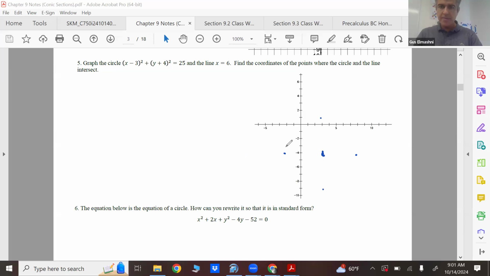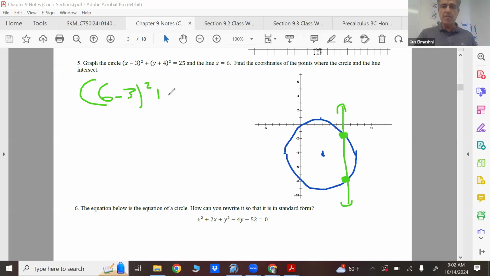Okay, good. I think I got it right now. Doing 6. It's kind of hard to tell where it's touching, but you can just put 6 in for x, right? And work it out.